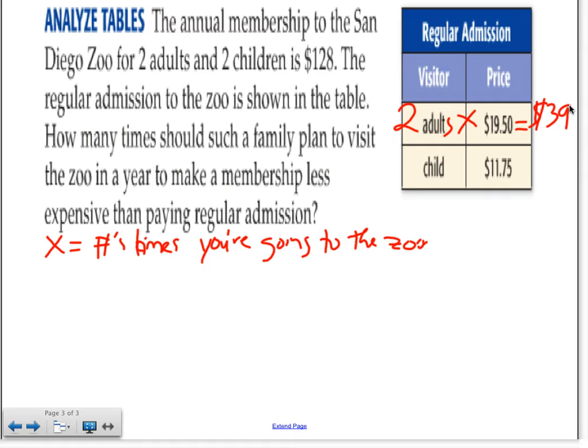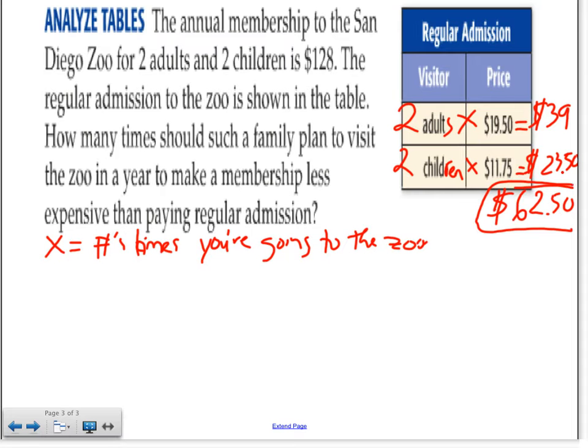$39 for 2 adults. What about 2 children? How much do you think that would cost? Okay, so I'm going to times it. That will give us how much? $23.50. Okay, $23.50. So I'm going to add these 2 up, and that would be a grand total of how much? $62.50. Now this here is the one-day price for 4 people.